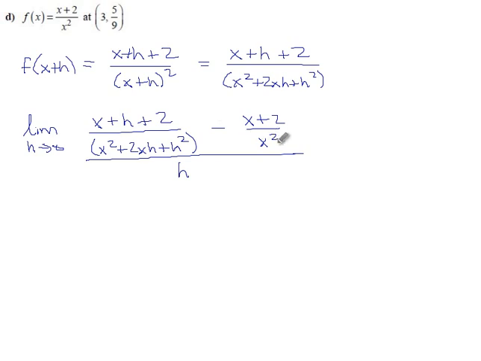So this first fraction needs an x squared to get a common denominator. There's an x squared, and there's an x squared. This second fraction needs x squared plus 2xh plus h squared, excuse me, 2xh plus h squared over the same thing.